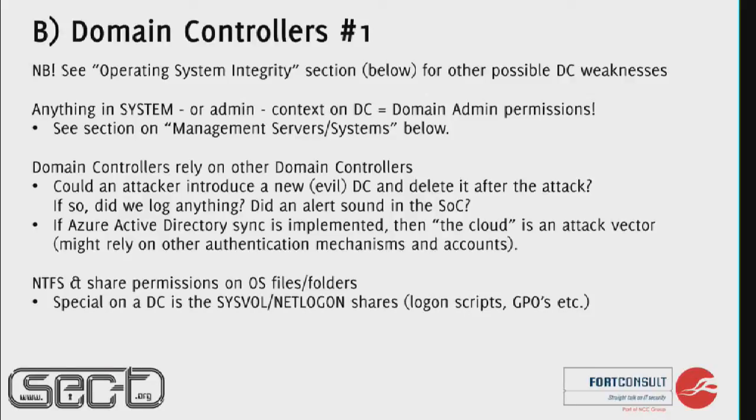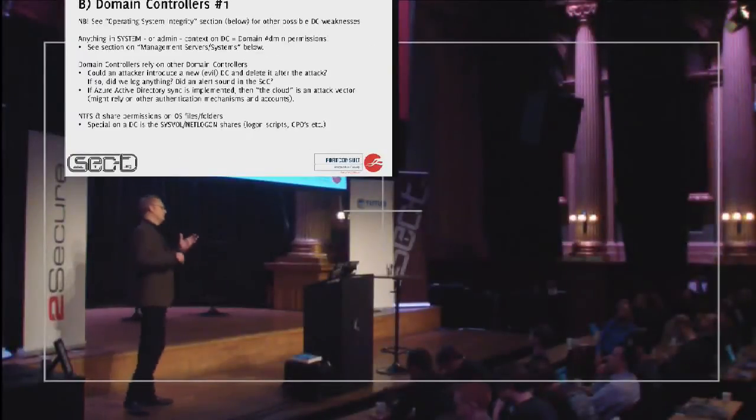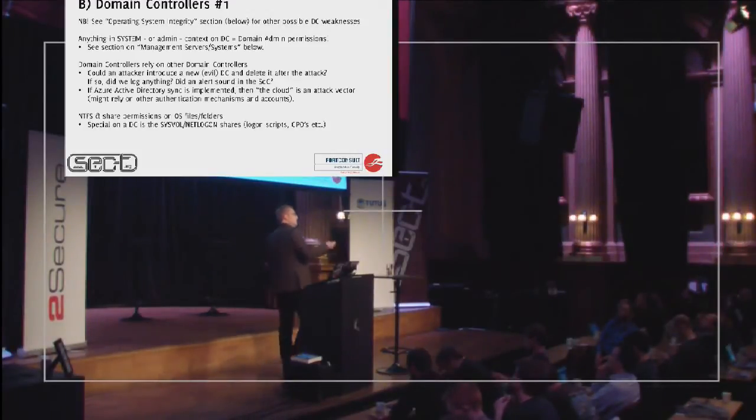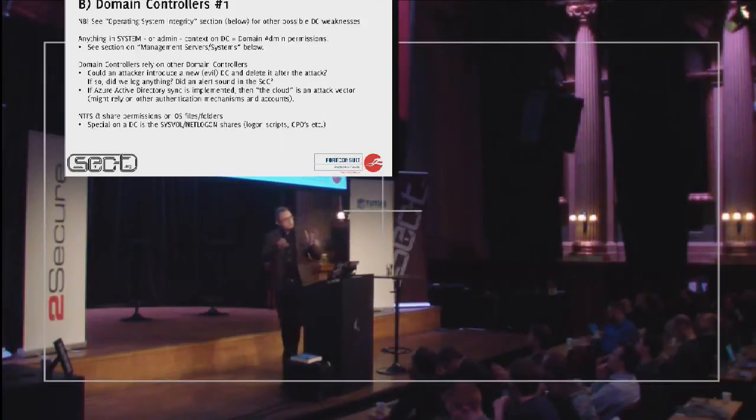So what if an attacker actually introduced a new domain controller? During the attack, I'll spawn up a virtual machine from my attack laptop, whatever. I'll negotiate with the domain to become a domain controller myself. I'll start synchronizing the entire Active Directory. I'll do whatever harm I want to do, and I'll just shut it down.